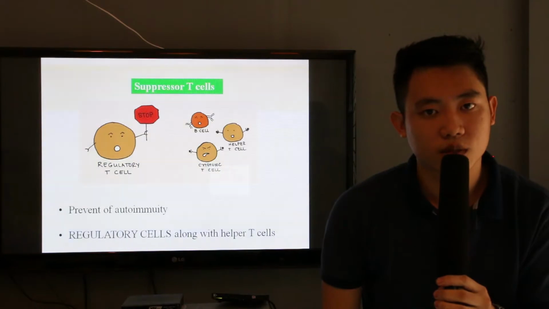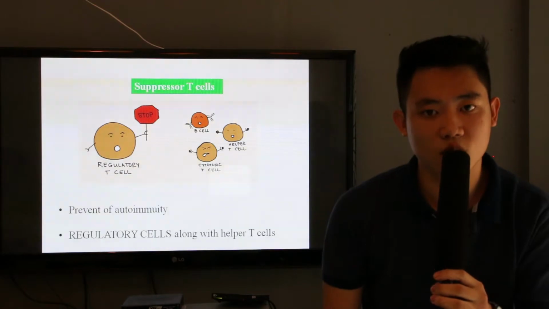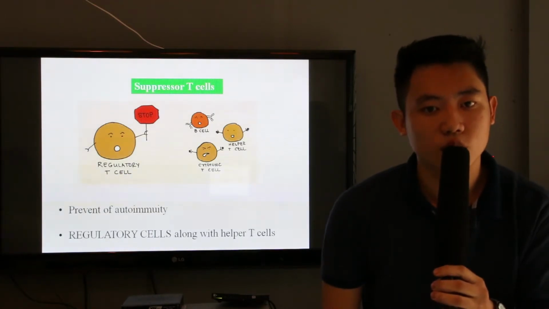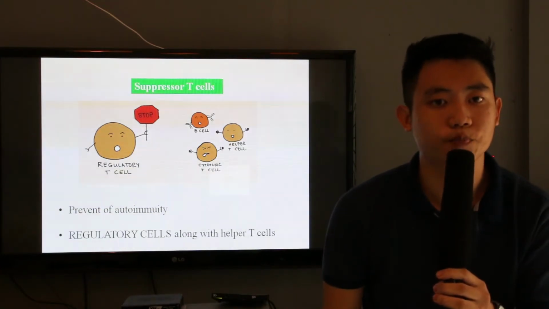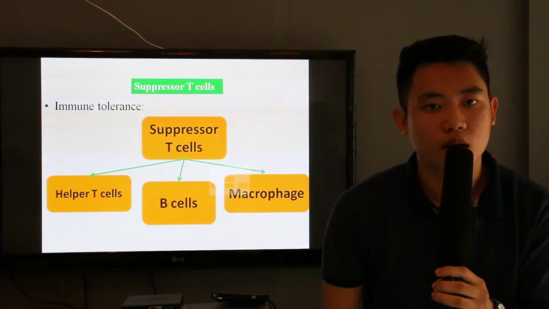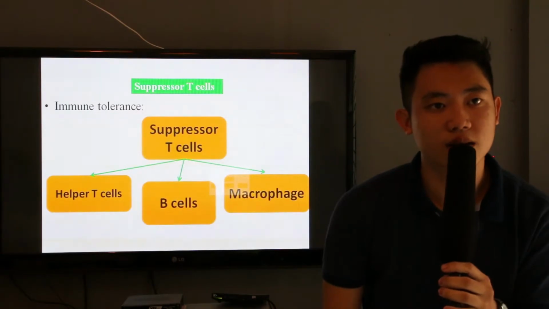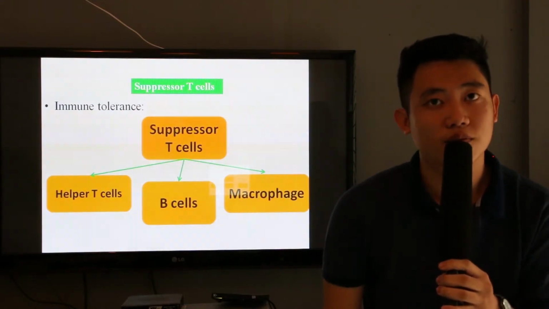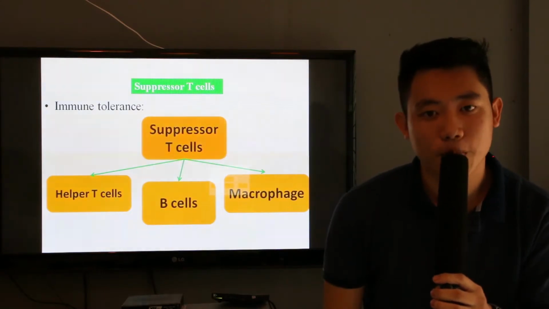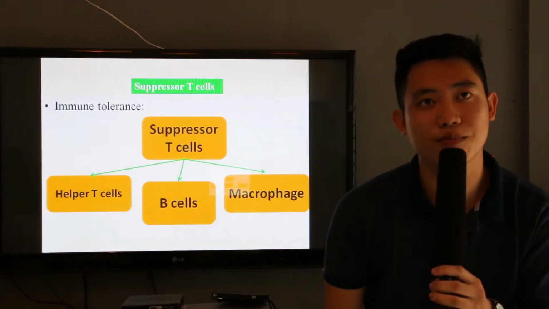And now suppressor T cell, or regulatory T cell, or Treg in short, prevents autoimmunity. Regulatory T cells, along with helper T cells, maintain immune tolerance. It means that they modulate the immune system to maintain tolerance to self antigens and prevent autoimmune disease, generally suppressing induction and proliferation of infected T cells. Suppressor T cells will suppress the activity of helper T cells, B cells, and macrophages.